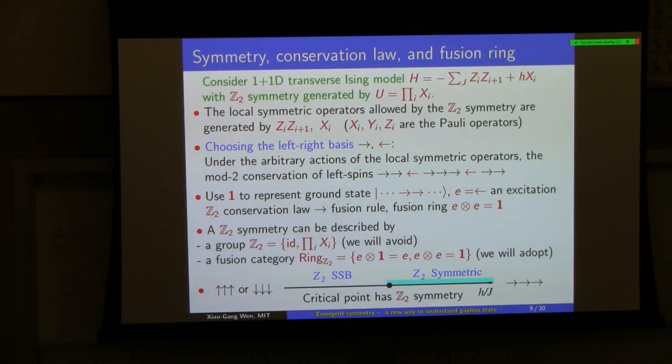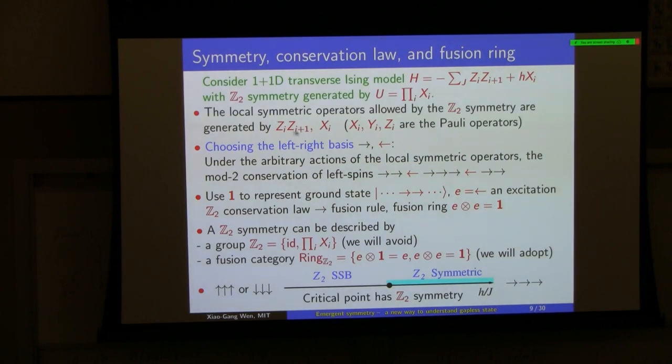Okay. Then with this Z2 symmetry, a very, very important concept is the so-called local symmetric operator. Those operators, like a single X or ZZ operator, are invariant under this symmetry. So those are operators respecting the symmetry. That means the Hamiltonian is formed by those operators. If you probe the system without breaking the symmetry, then you're only adding this kind of operator as a perturbation to probe the system.